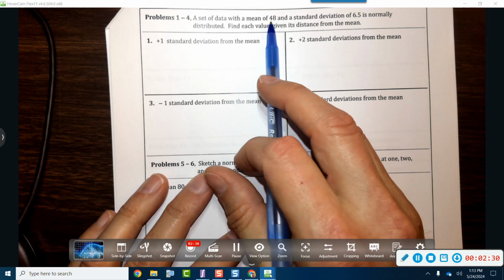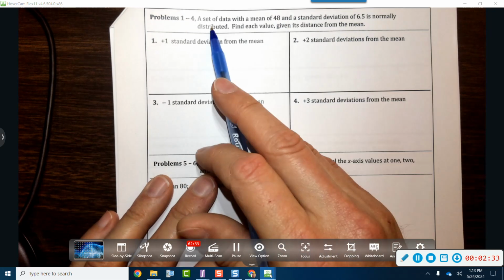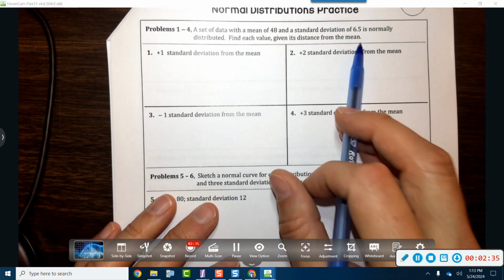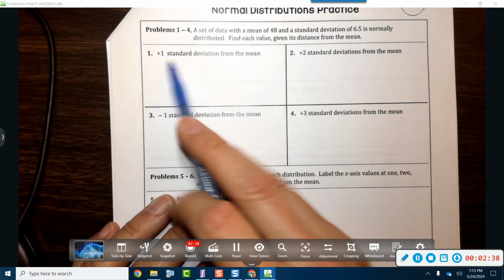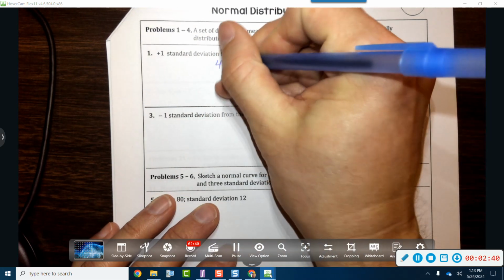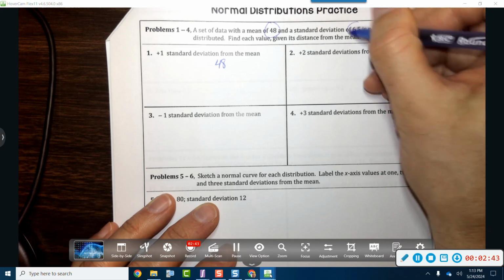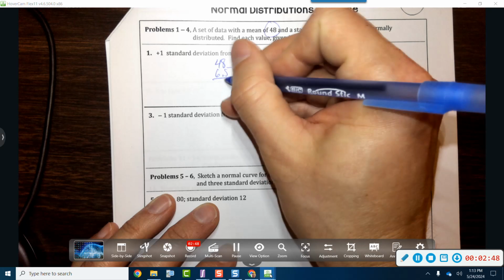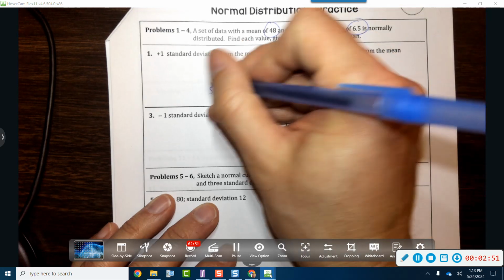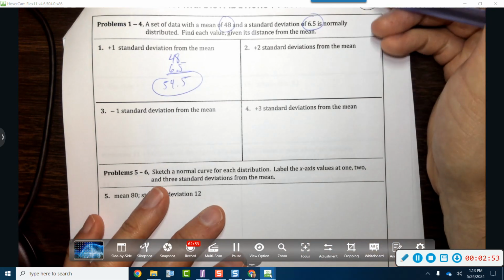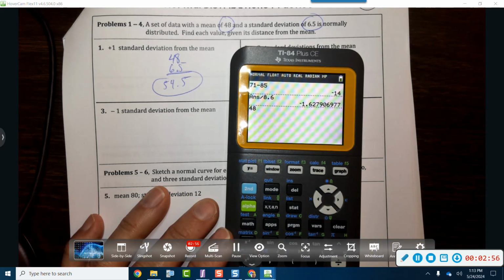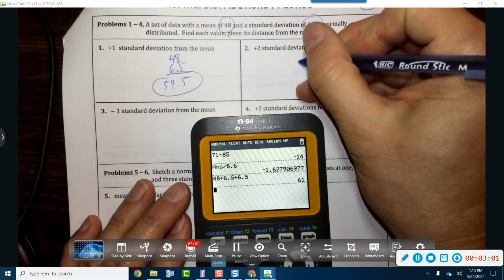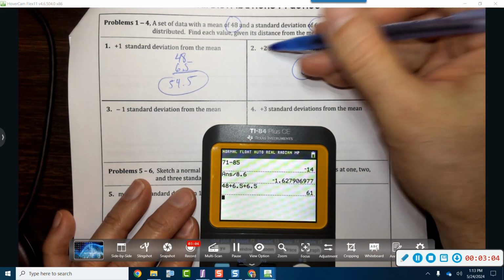All right, so a set of data with a mean of 48 and a standard deviation of 6.5 is normally distributed. Find each value given its distance from the mean. Well, this is kind of easy. One standard deviation from the mean means I'd go 48 and then 6.5 up, so positive 6.5, that's going to be 54.5. Two standard deviations from the mean would be 6.5 plus 6.5, so that's 61. That's two standard deviations.